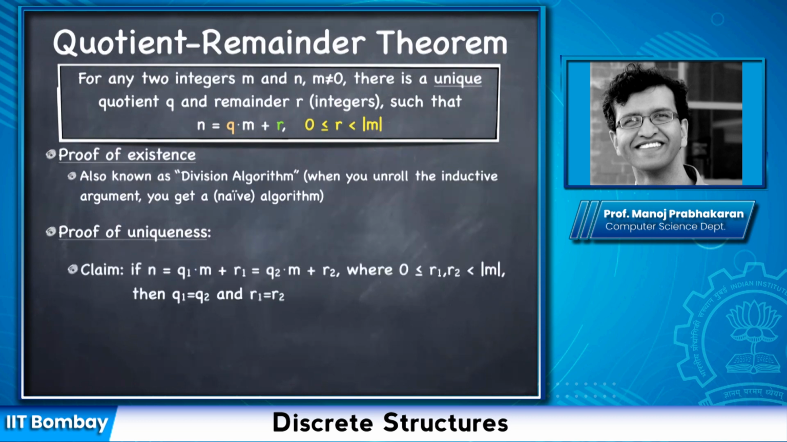say Q1m plus R1 as well as Q2m plus R2 unless Q1 equals Q2 and R1 equals R2, right? So the claim is that whenever you can write it this way, it must be the case that Q1 equals Q2 and R1 equals R2. Of course, the reason for this uniqueness is that we are insisting that the remainder falls into this range of values, 0 to m minus 1. Okay, so how do you prove it?